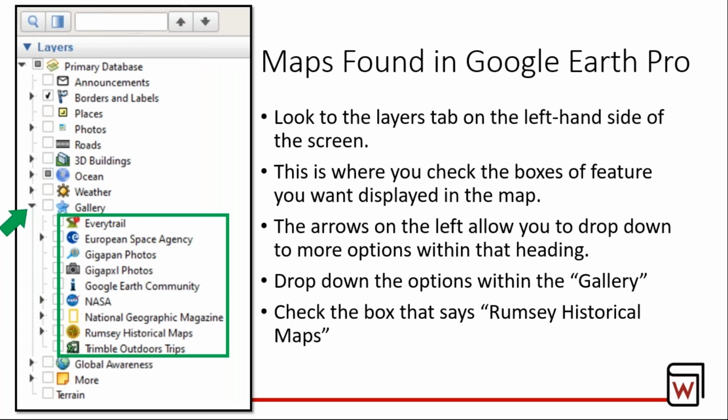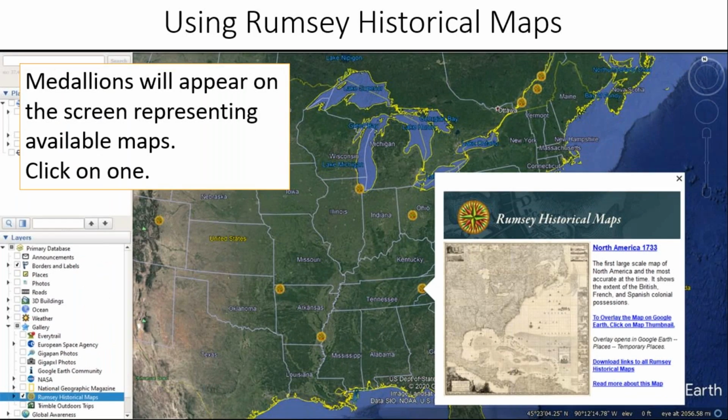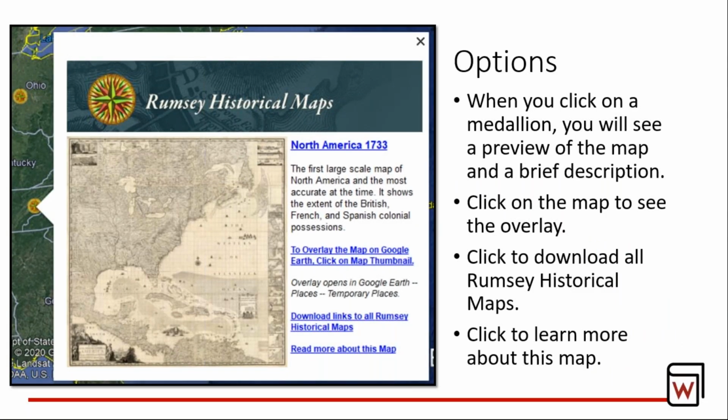And so if you check the box next to Rumsey historical maps, this is what happens. Medallions will appear all over the screen that represent different available maps. And so then if you click on a medallion, this little window will pop up. This window gives you a brief description of the map, as well as links where you can learn more about the map, where you can download the map. And then if you click on the image of the map itself, it'll show you the overlay with the modern map.